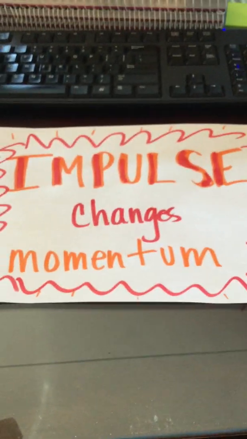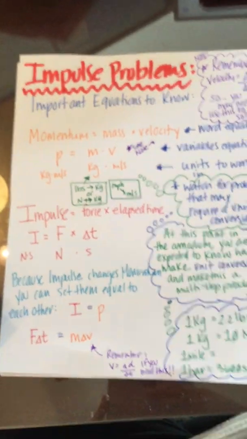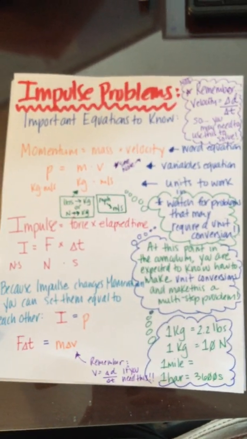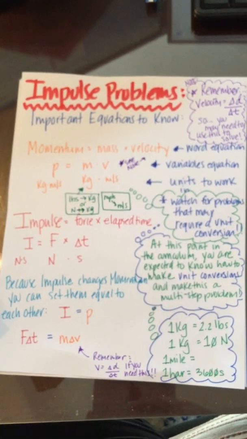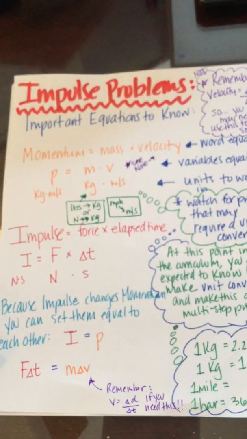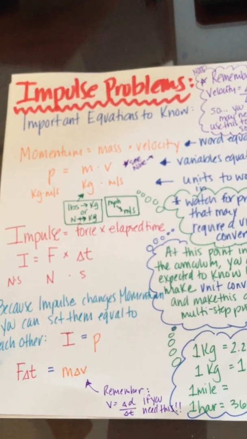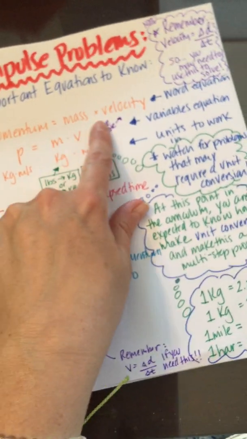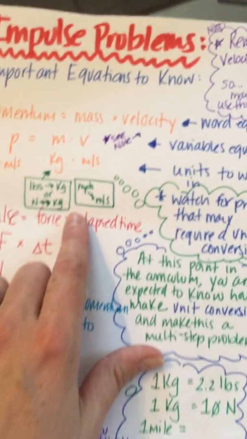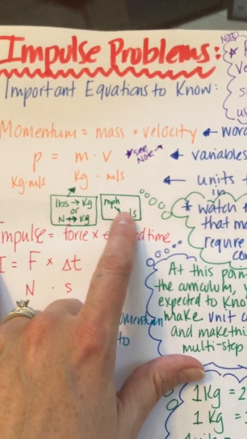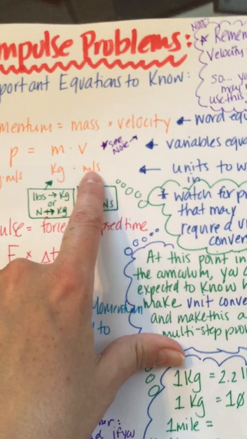So, impulse changes in momentum. Here is an important document I think you're going to want to have. This is reminding you of some information. So, impulse problems: important equations to know are the equation for momentum and the equation for impulse. And it's really important here to pay attention to units, okay?